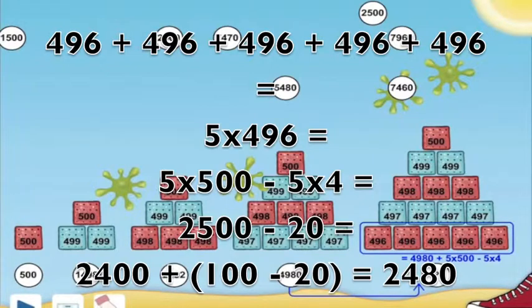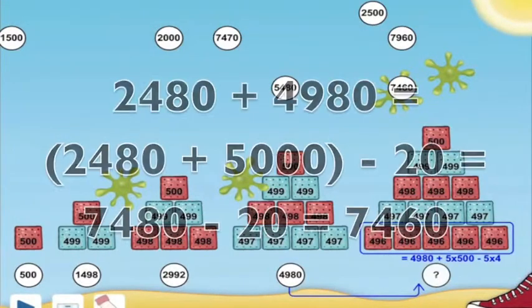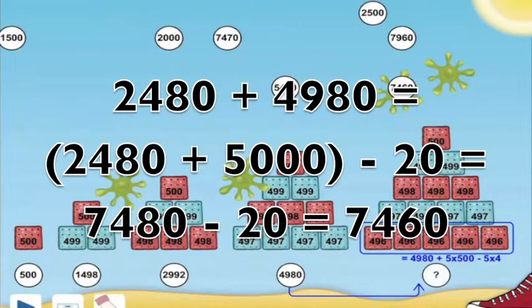Instead of subtracting 20 directly from 2500, I'm going to pull 100 out of 2500, which leaves us with 2400, and I can do a simple operation of 100 minus 20, which is 80. 2400 plus 80 is 2480. Now we will add 2480 to the previous total of 4980. We have that 2480 plus 4980.